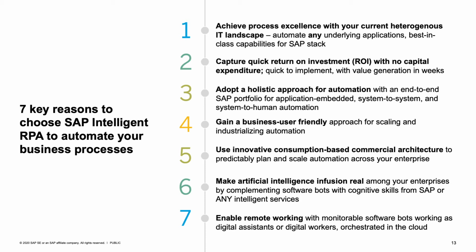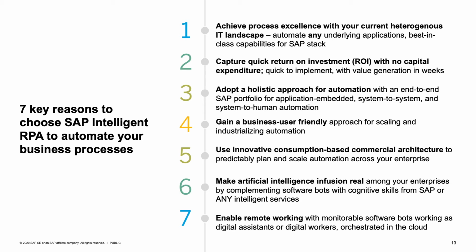And it'll basically be able to be automated with our tool. You can capture quick return on investment. You can adopt a holistic approach for automation with an end-to-end SAP portfolio for application embedded, system to system, and system to human automation. You can gain a business user-friendly approach for scaling and industrializing automation. You can use innovative consumption-based commercial architecture to predictably plan and scale automation across your enterprise, which is very important for you, of course, because I mean, you do have a heterogeneous landscape, and probably you have many companies, many organizations spread across different locations, and this is important then.